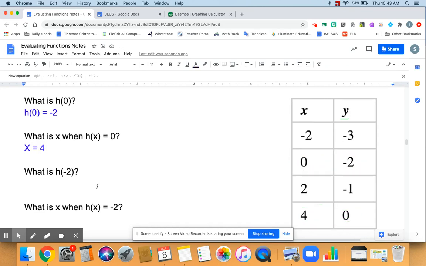What is h of -2? That -2 is going to be x or y. It's going to be the x. And so what is the y with the x of -2? If you look side by side over here, it's -3.